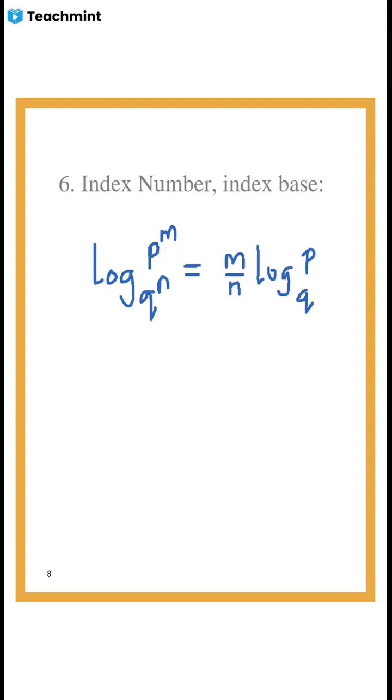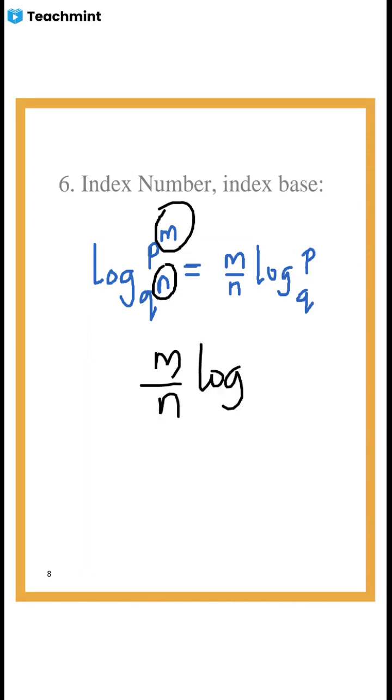So we now have what we call index number, index base. You can see we have a logarithm. We want to find the logarithm of a number that is in exponent form, something raised to power something. And also the base is in exponent form. The law says, don't waste your time. Just pick the power of the first one and the power of the second one, then divide them. That will be m over n. Then write the logarithm again without the m and n, that's without the powers, p and q.